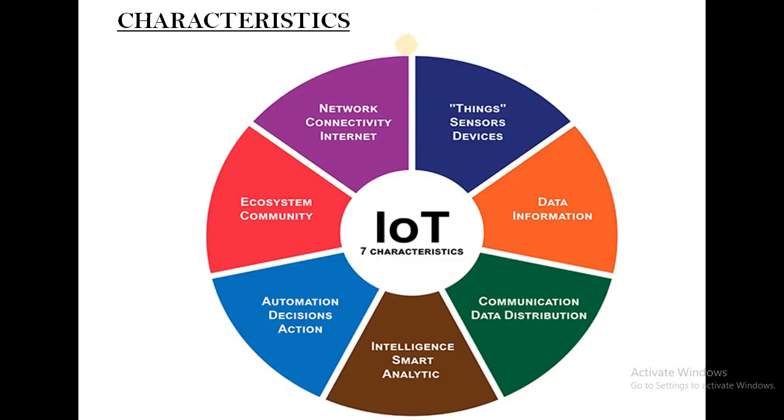Now, what are the characteristics of the IoT? Network connectivity, internet, ecosystem community, automation, decision action, intelligence, smart analytics, communication and data distribution, data information, and things, sensors, devices. So these are all the characteristics that make IoT so intelligent and so usable.